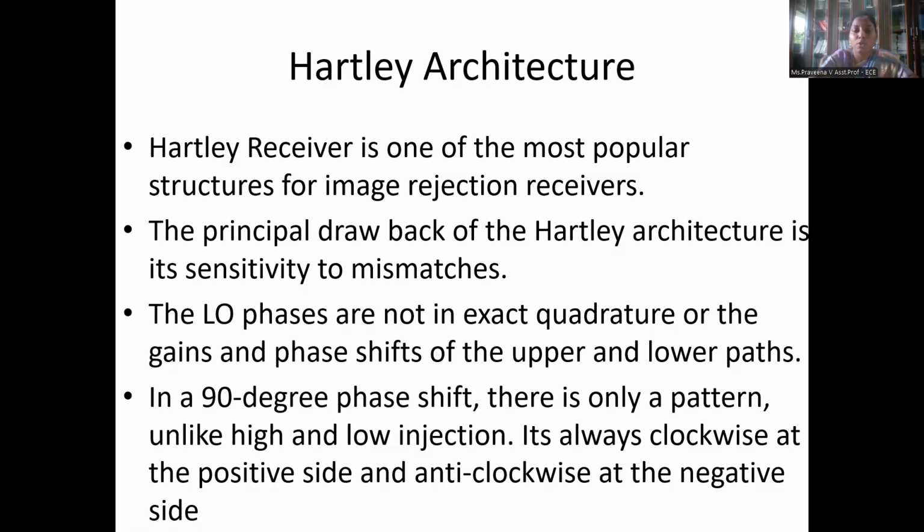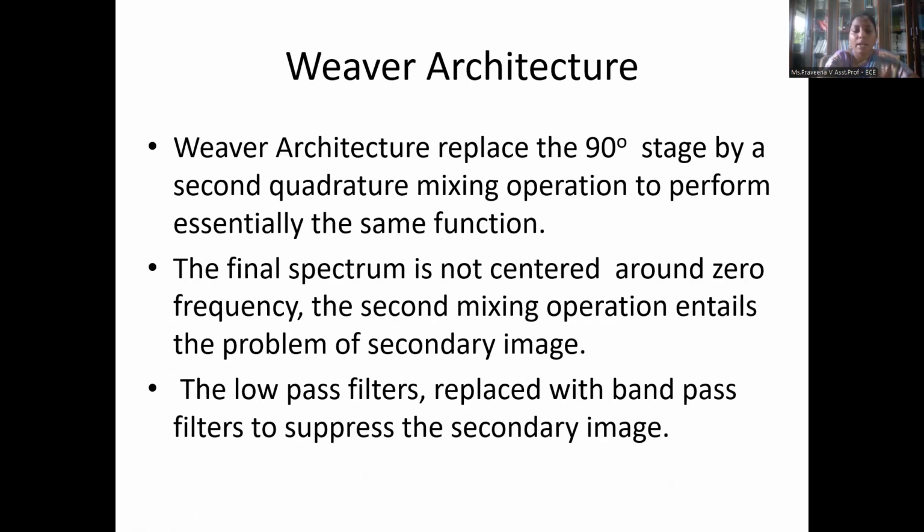Next we are going to see the Weaver architecture. In the Weaver architecture, the usual 90-degree phase shifter is replaced by a second quadrature mixing stage, which performs a similar image rejection function. The output signal is not centered at zero frequency, so an additional secondary image problem appears due to the second mixing process. To handle this, the low pass filters are replaced with band pass filters, which help to suppress the secondary image and improve the signal.